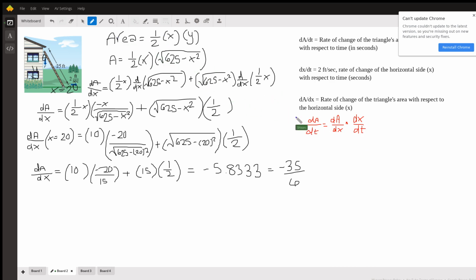So now we can go ahead and calculate dA over dt when the base is 20 feet from the wall. So that would be, so dA over dx, we calculated it to be negative 35 over 6. And dx over dt is 2 feet per second. So we have negative 35 over 3, and the units are going to be area over time, so square feet per second.